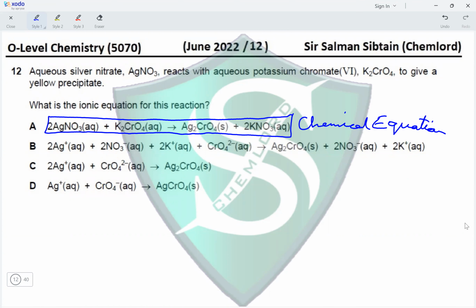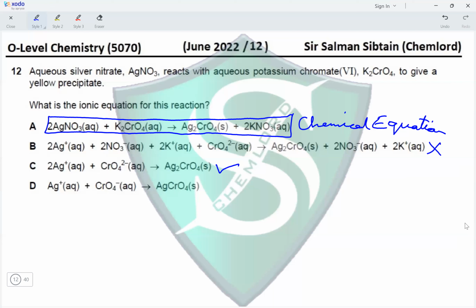So option B, 2 moles of Ag+ plus 2 moles of nitrate ions plus 2 moles of potassium ions plus 2 moles of chromate ions. Now the problem here is the ionic equation will not contain all the species. It will only contain the species that are taking part in the reaction. So this makes option B incorrect. Option C, 2 moles of Ag+ and 2 moles of chromate ions forms silver chromate. This is the ionic equation for this reaction because potassium and nitrate are spectator ions here. They are not the ones that are responsible for the yellow precipitate.